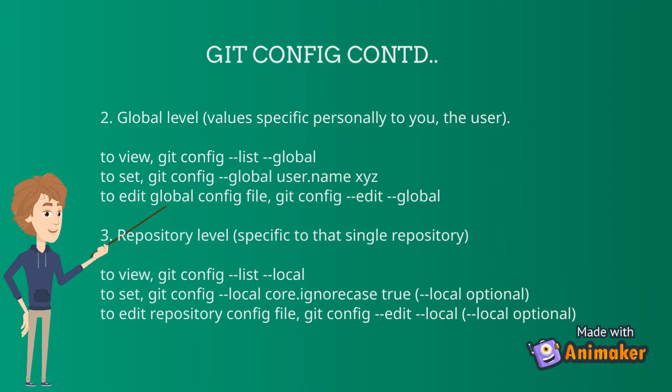2. Global level, values specific personally to you, the user. To view, git config --list --global. To set, git config --global user.name xyz. To edit the global config file, git config --edit --global. 3. Repository level, specific to that single repository. To view, git config --list --local. To set, git config --local core.ignorecase true, --local optional. To edit the repository config file, git config --edit --local, --local optional.